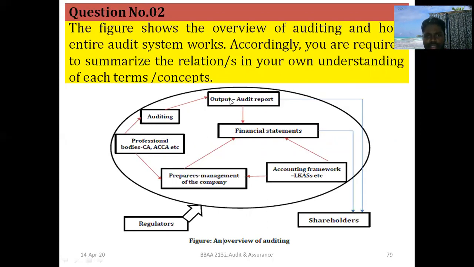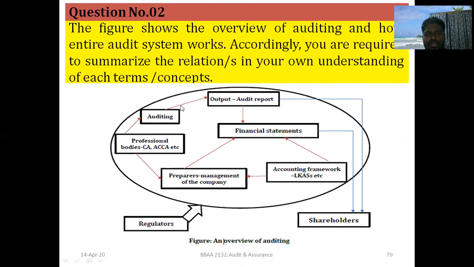So here you can see the output, the particular rectangle says the output, audit report. Yes, the particular arrow is there. Okay, one arrow is there, from auditing to audit report. So then you can say the first point. You can put a number here, number one.